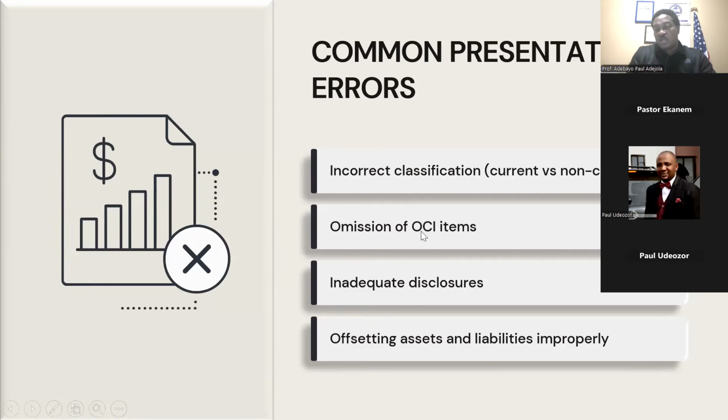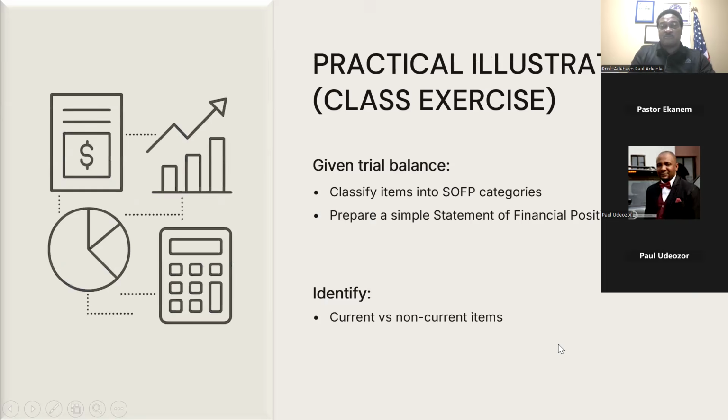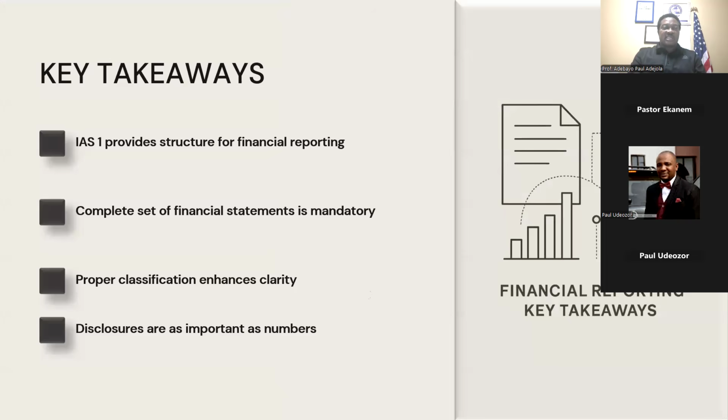Omission of other comprehensive income items. I've given us examples of other comprehensive income items like foreign exchange translation gain or loss, actuarial gains or loss, then revaluation reserve or revaluation loss. Inadequate disclosures of certain assets and liabilities improperly. So we go now. Those are the key takeaways.